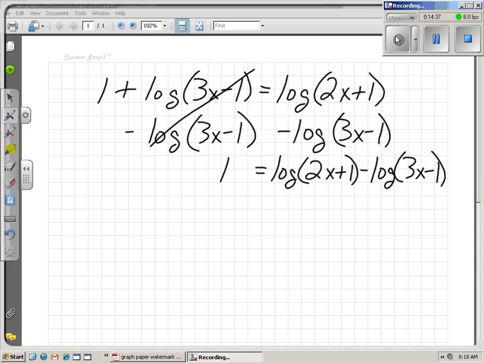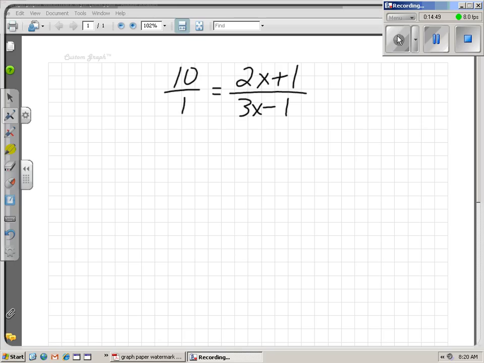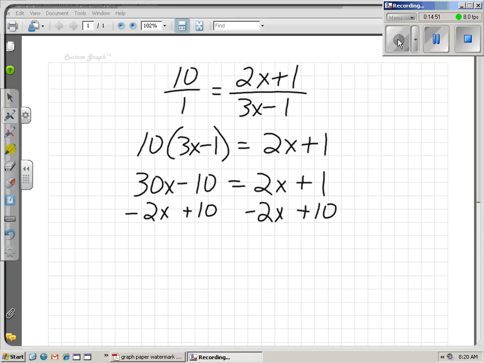And now think, that's log base 10. Let's take it back to exponent form. And now we just solve this using algebra. I'm going to cross multiply and put the x's together. And there's our exact answer.